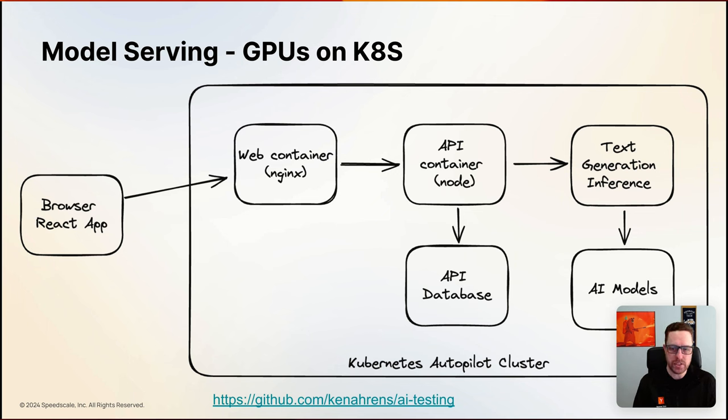And then, like I said, the TGI is coming from Hugging Face. So there's an existing container that we can take advantage of. And I'll show you how you flag the manifest to say, hey, this needs an NVIDIA GPU. So let's jump in and take a look at this. And I'll show you how you can run these in your own cluster.